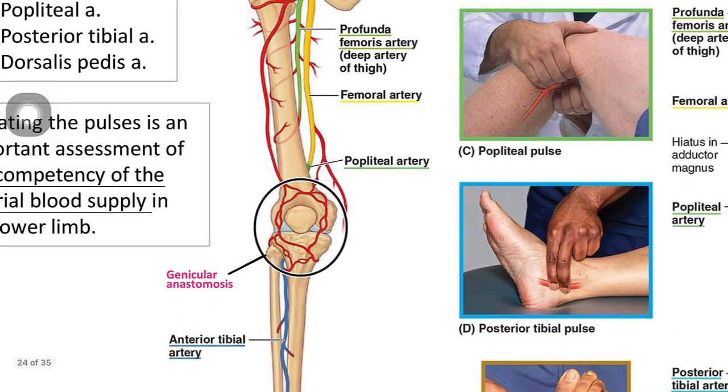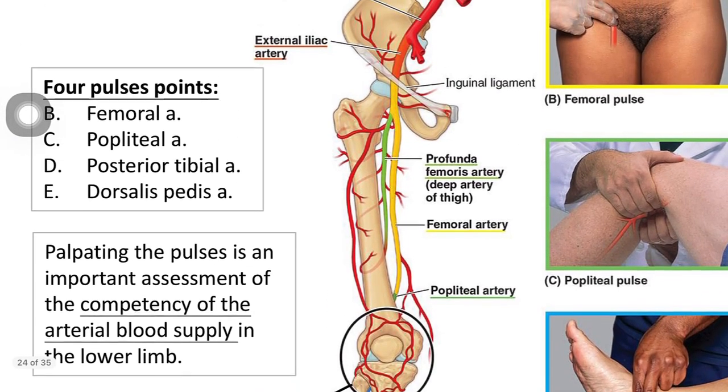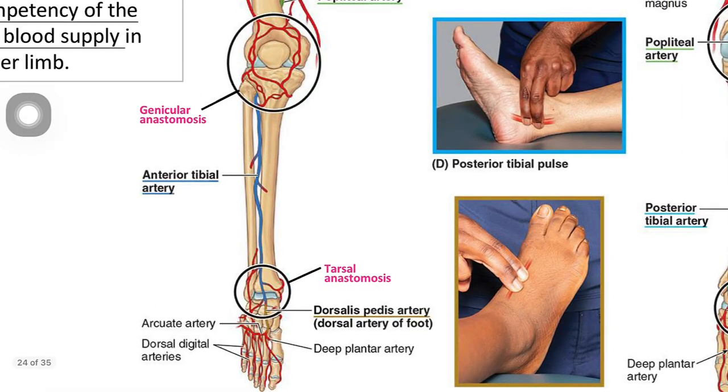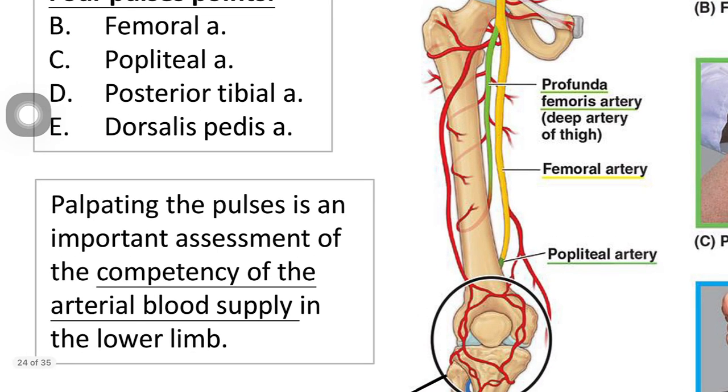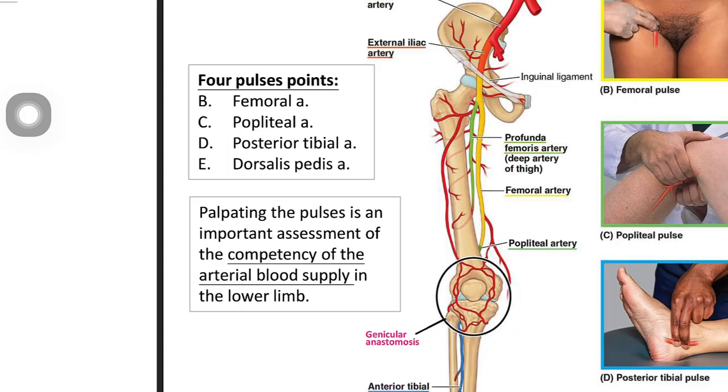And then this is the tarsal tunnel. Then you can feel the pulse here, which is the posterior tibial pulse. And then on the surface here, the dorsum, right? So here is the dorsalis pedis artery. We feel the pulse. So it forms a very important assessment of the competency of the arterial blood supply of the lower limbs, okay?